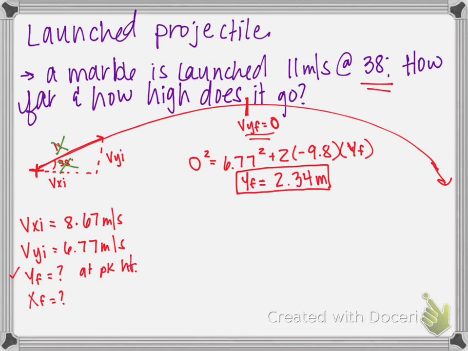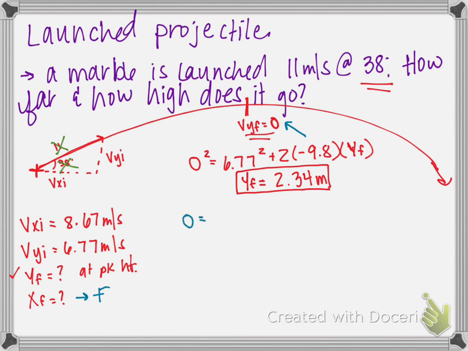Wait, are you talking about for x final? For y final, okay. So from there, if we want to solve for x final, we're going to have time. We have to have time. And do I want the total time or do I only want the half time? I'm going to eventually want the total time. But since it's symmetrical, I can solve for the time it takes to reach peak height. Then I can multiply that by 2, right?